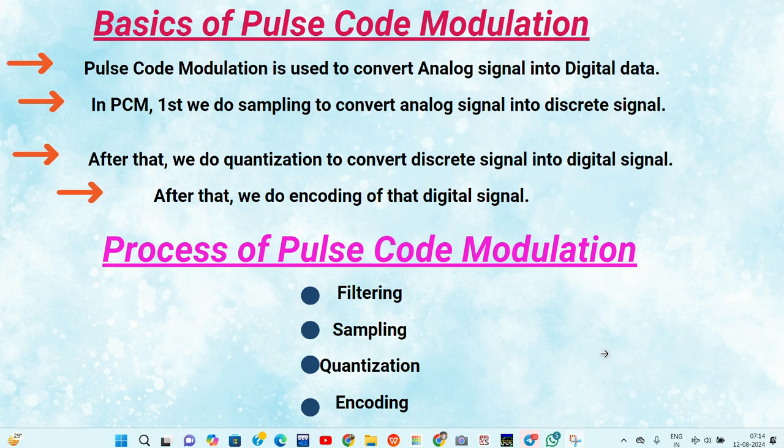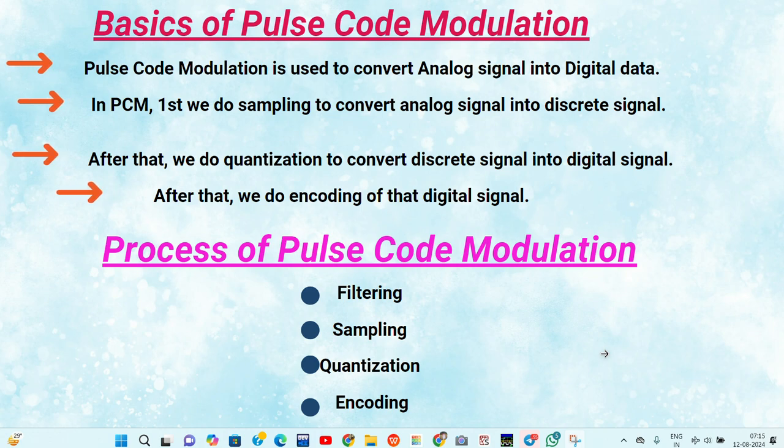Today I will explain the topic of pulse code modulation in this session. Now see, pulse code modulation is what we use to convert the analog signal into digital data. That is, if we have an analog signal like a voice signal, we will convert that voice signal into digital data in terms of 1 and 0, like this.